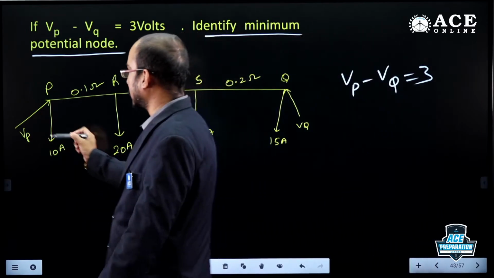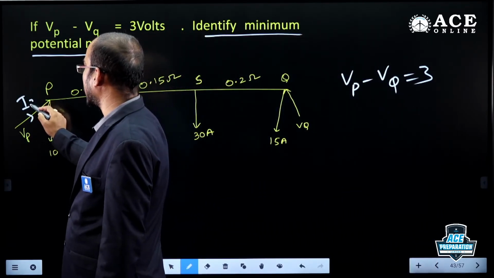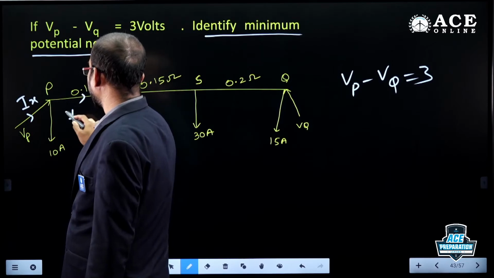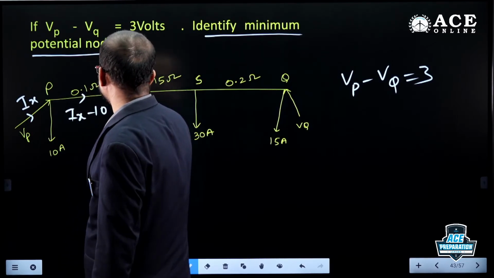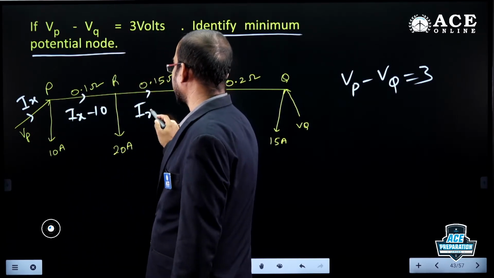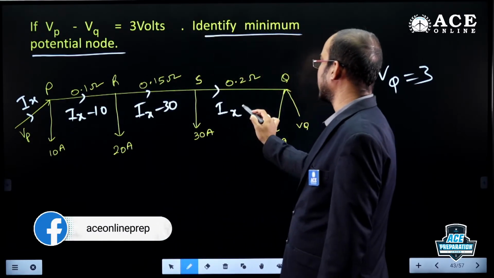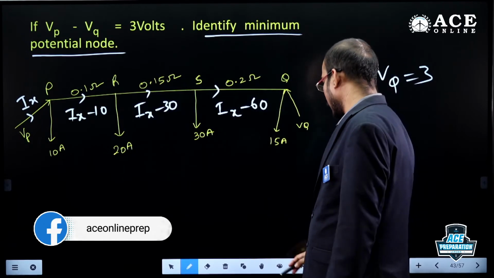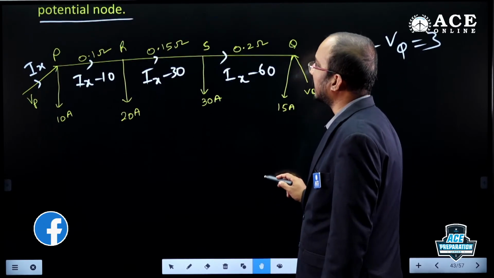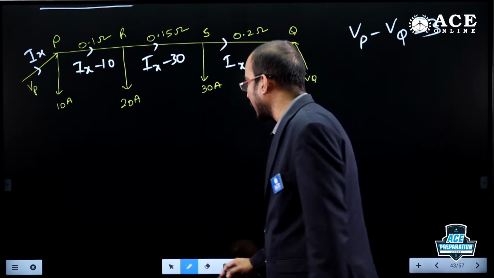So how do you identify the minimum potential node? Let us assume the current here be some Ix. Here the current will be Ix minus 10, here Ix minus 30, and Ix minus 60. Now try to calculate the value of Ix by applying KVL.